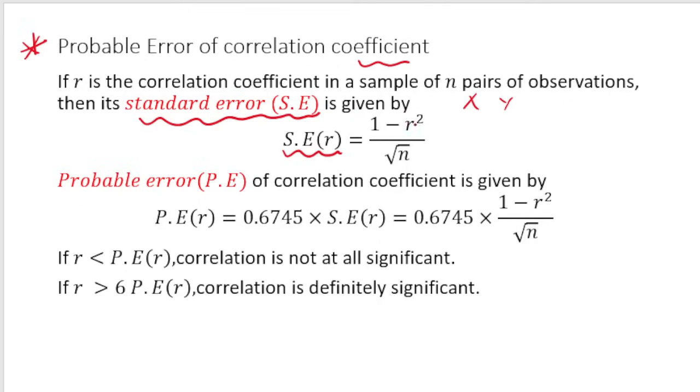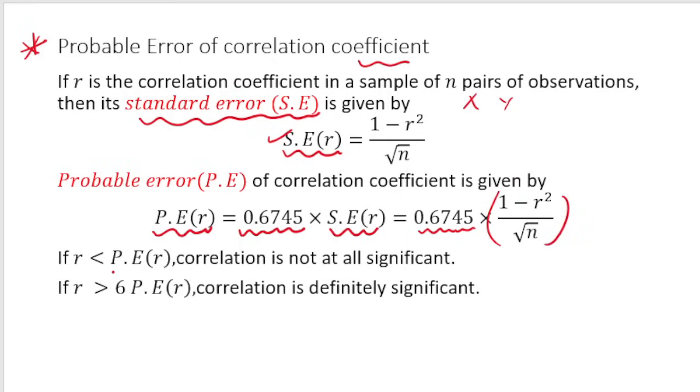So they may give you that if the correlation coefficient is this, find the standard error, or directly they may ask you what is the formula for a standard error. Now similarly the probable error is defined as 0.6745, keep this in mind, into the standard error. So this will become 0.6745 into (1 minus r square) by under root n.